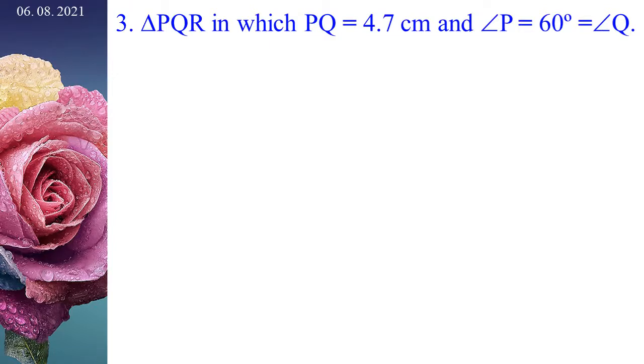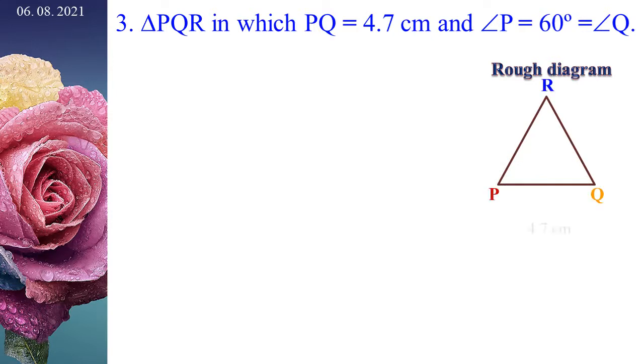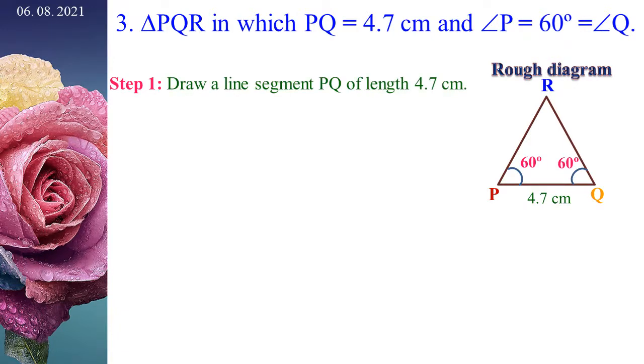Let's see the third problem. Triangle PQR in which PQ equal to 4.7 cm, angle P equal to 60 degrees equal to angle Q. Here one side and two angles of the measurement are given. Before starting the construction, we will draw a rough diagram. Triangle PQR, PQ equal to 4.7 cm, angle P equal to 60 degrees and also angle Q equal to 60 degrees. Step 1. Draw a line segment PQ of length 4.7 cm.